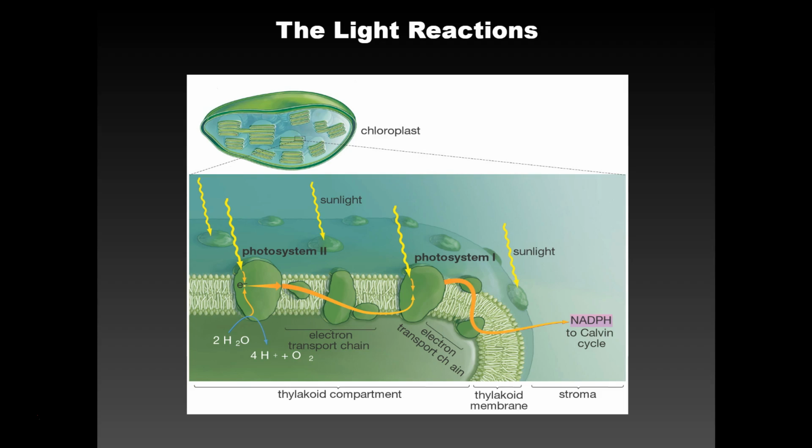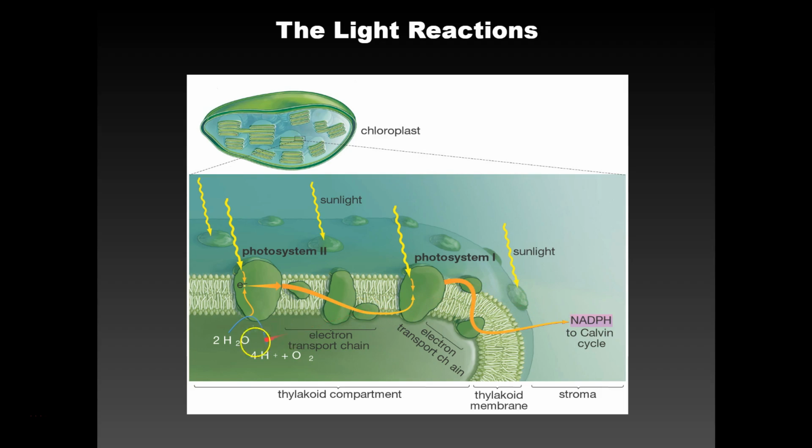So here it is. Here is just kind of an overview. Light comes in, hits photosystem 2, it excites this electron, and it also creates oxygen. This electron is taken by an electron carrier via the electron transport chain to photosystem 1, and then photosystem 1 is ultimately going to generate NADPH, which goes to the Calvin cycle.